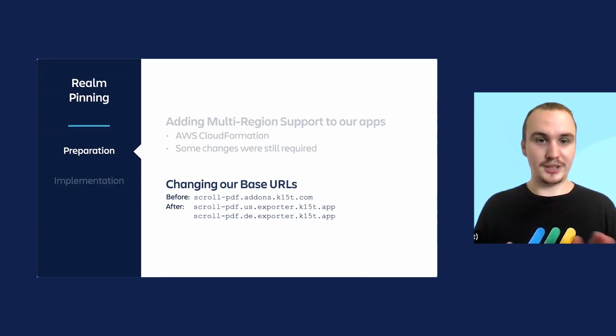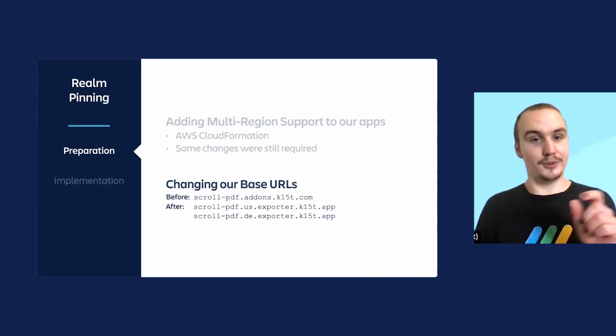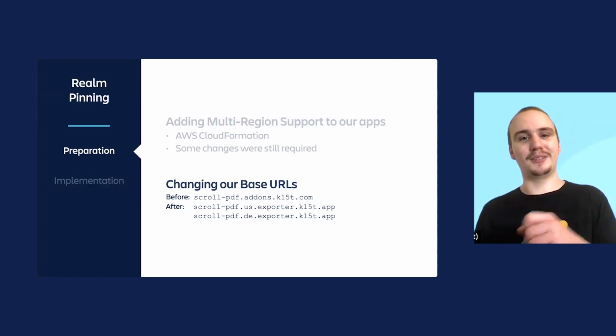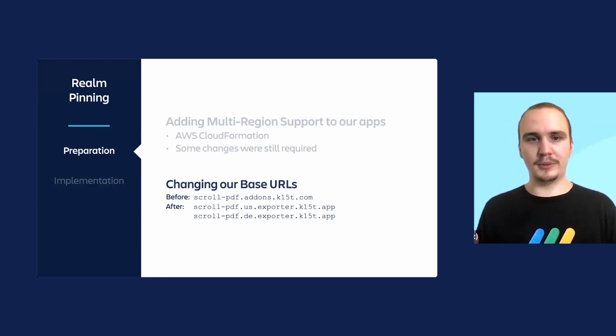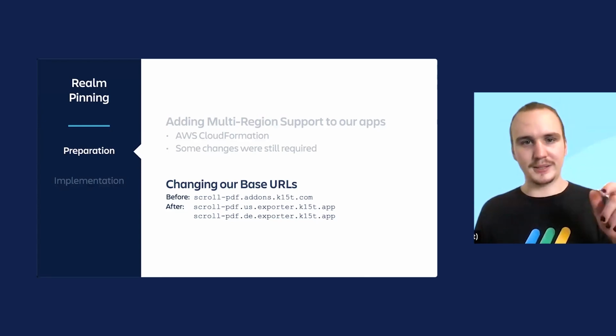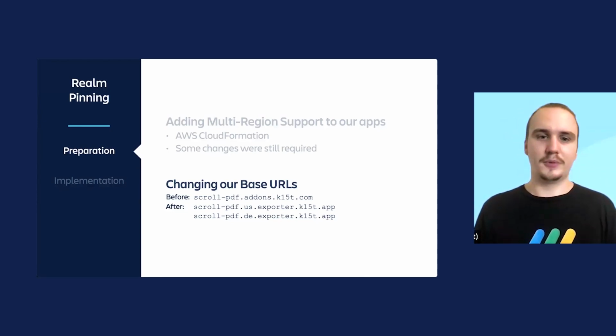So what we did is that we changed the URL to scrollpdf.us.exporter.k15t.app. And this made it super easy. For example, when we added Germany, we could just replace the US with a DE, and we had a domain in Germany.